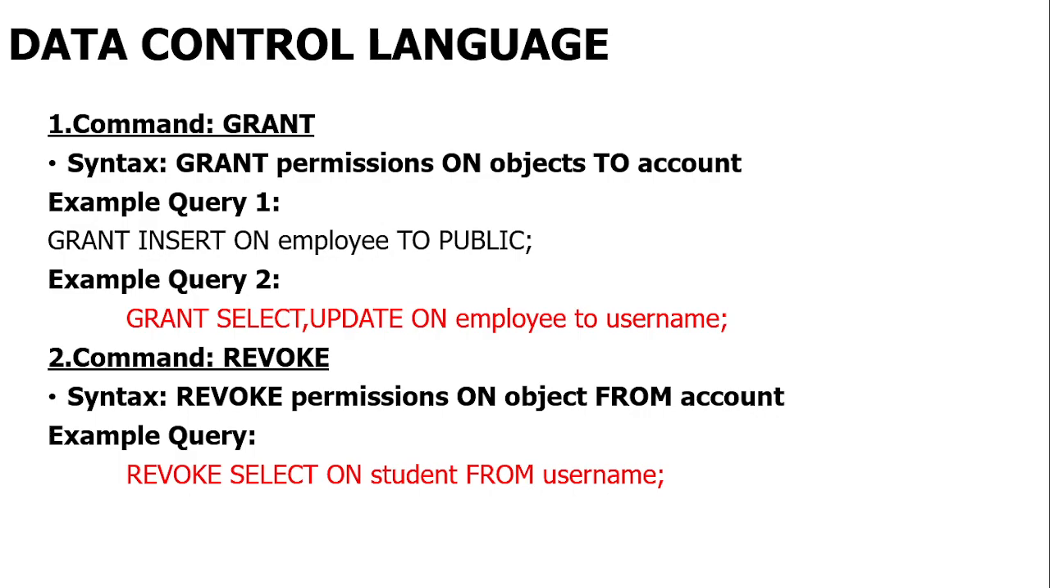Right, data control language. The grant command gives permissions on objects to an account. So grant insert on employee to public. Right, so grant select, update on employee to username. Then the command revoke removes permissions on an object from an account. So revoke select on student from username. So you have grant and revoke.